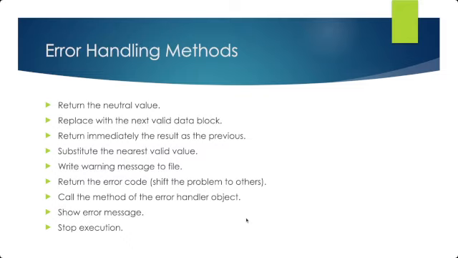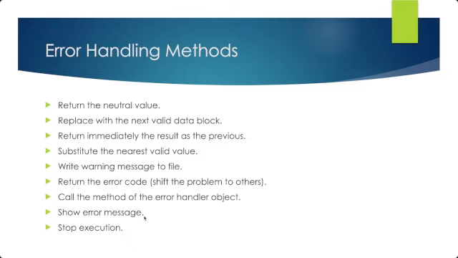First of all, return the natural value. For example, you can return something like 0 or maybe an empty list, and you can use this method in some applications like a calculator. If the user enters invalid input, you can just return 0, and this avoids crashes and keeps the flow going.